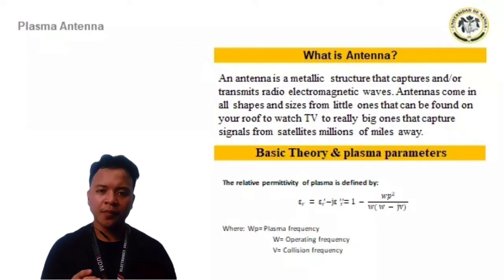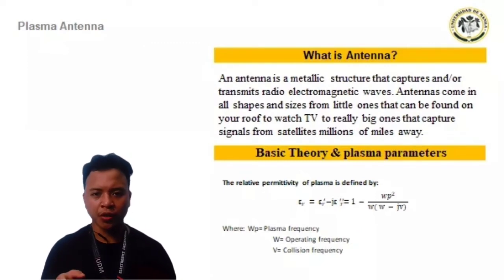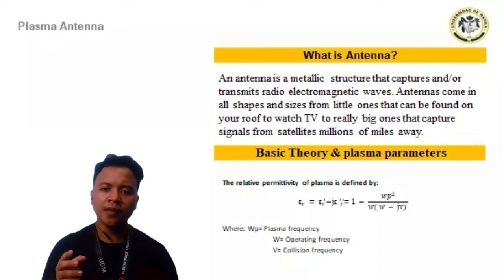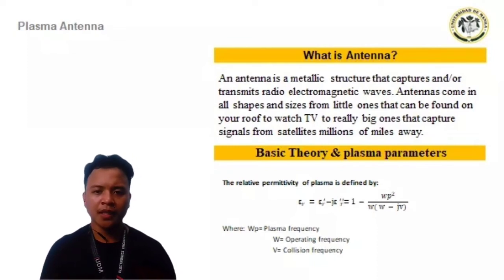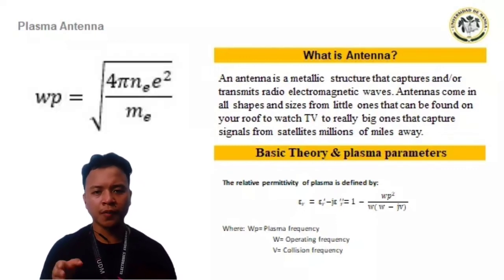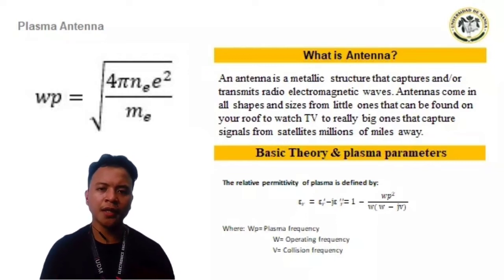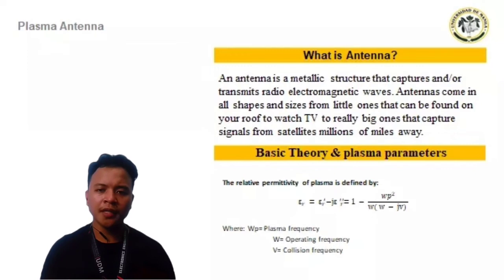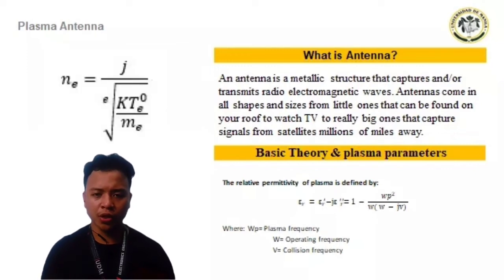The plasma frequency is a measure of the amount of ionization in the plasma. The operating frequency of the plasma antenna is the same as the operating frequency of a metal antenna. Plasma frequency is equal to the square root of 4 times pi times electron density times the charge of the electron squared over the electron mass. And electron density can be defined by using this equation.